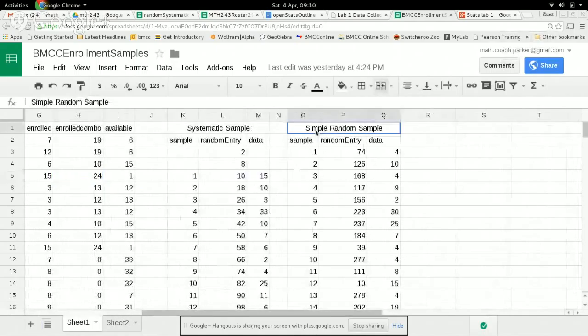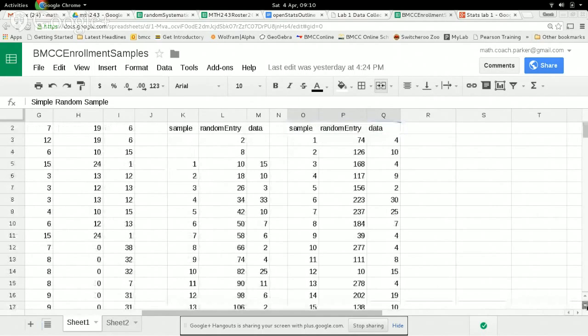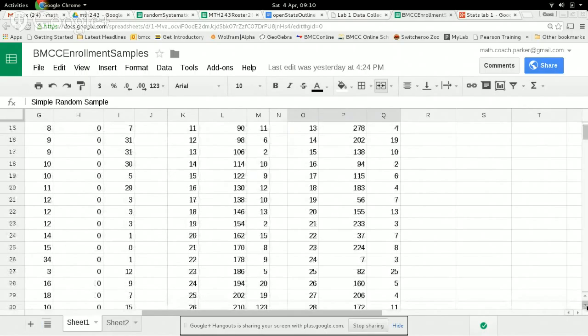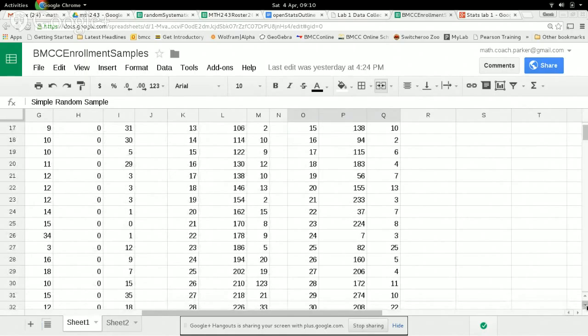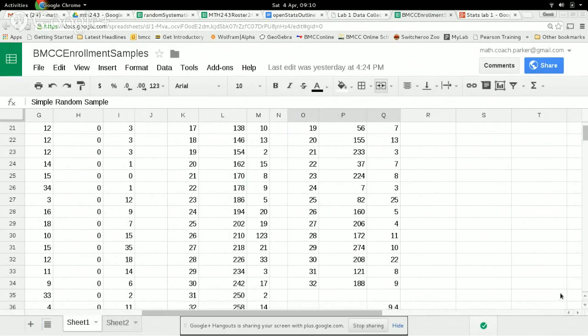So here I have a simple random sample. A simple random sample means each group of a certain size has the same chance of being selected as any other group of that same size. So I selected randomly 32 rows from the data set. So down here, we'll see, eventually, here's my 32nd entry. There we go. So my 32nd entry is row number 188, and there were 9 students in that section.